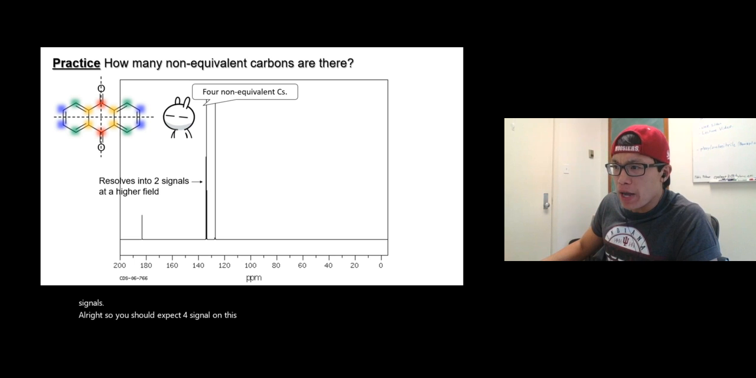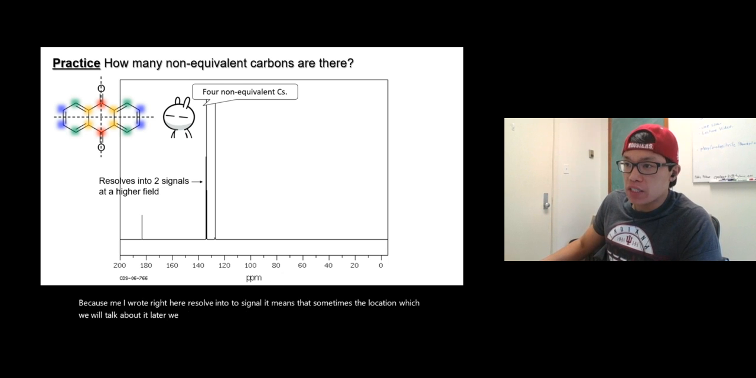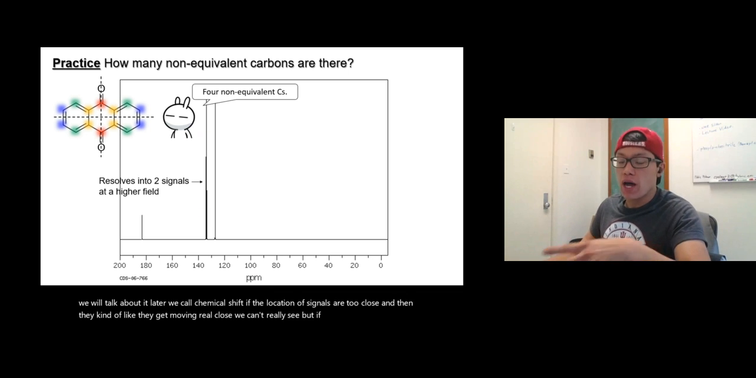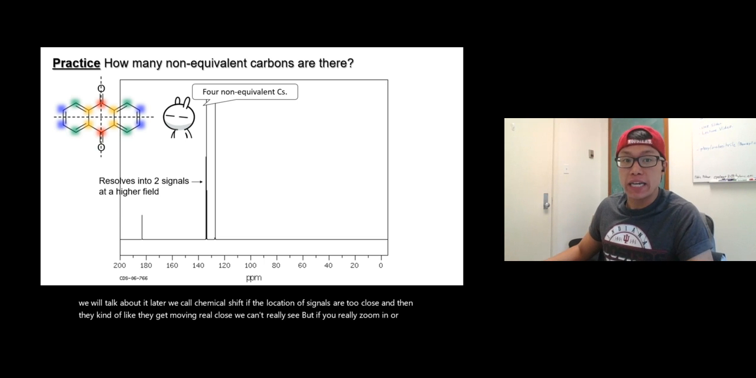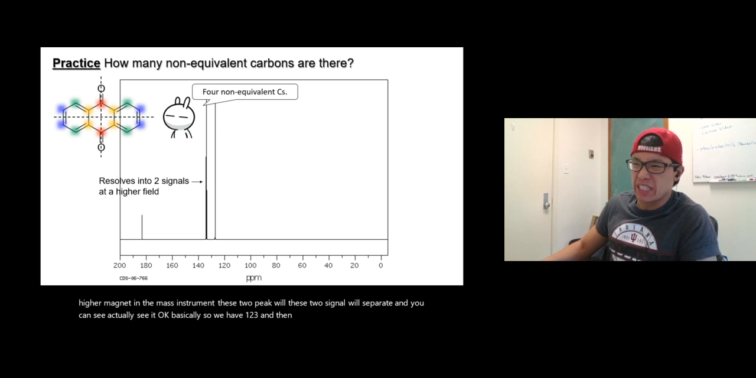I wrote right here "resolve into two signals." It means that sometimes the location, which we'll talk about later and call chemical shift, of two signals can be really close, and we can't really see them. But if you zoom in or use a higher magnet in the NMR instrument, these two signals will separate, and you can actually see it. So we have 1, 2, 3, and then 4, but there are two signals in here that I can't really see.